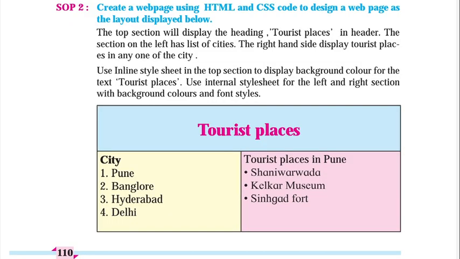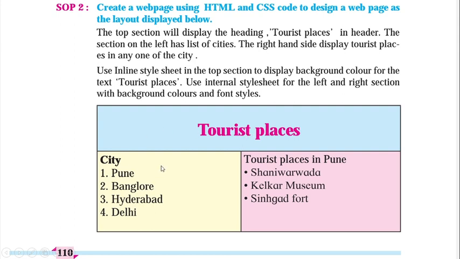So this is the question that is given to you. Aim is create a web page using HTML and CSS code to design a web page as the layout displayed below. So we have to design a web page using HTML and CSS, and this is the layout that is provided to you. The top section will display the heading tourist places in header. So this is the top section displaying tourist places in header. The section on the left has list of cities.